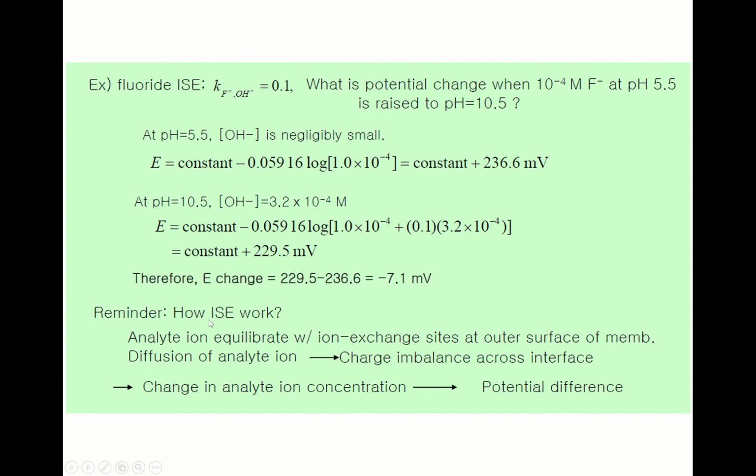How does an ISE work? The ion equilibrates with the ion exchange site at the outer surface of the membrane, and diffusion of the ion changes the charge, which induces a charge imbalance across the interface. The change in ion concentration makes a potential difference. In this simple example, we know that it is important to consider interfering species.